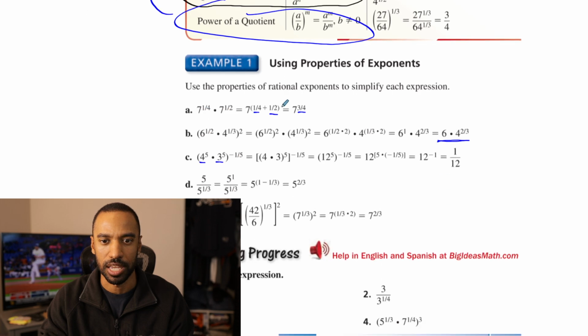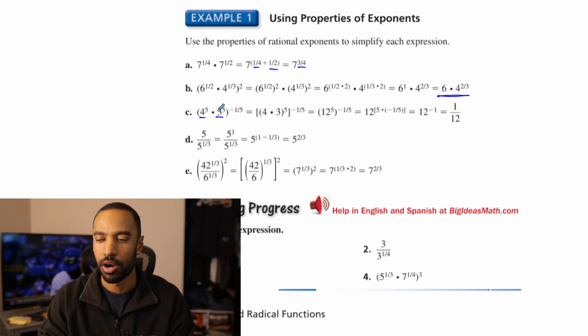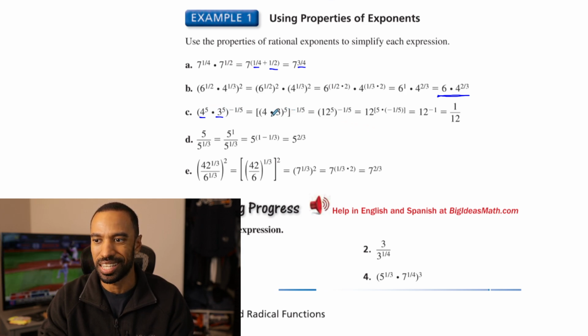You can condense them into 1. You can do 4 times 3 raised to the 5th power like this and turn it into 12. And now you can do 12 to the 5th like that. So there are things you can do as long as you see it that way, get that perception.